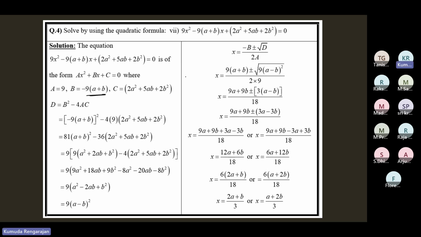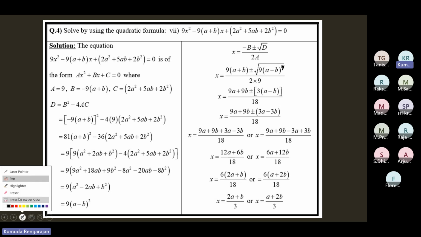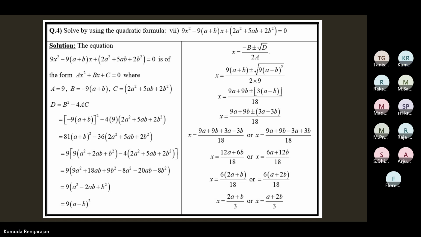Minus B plus or minus root of D, this one, by 2A, 2 into A, 9. Now this square and square root. Oh, sorry, this one is 3 square. So 1 minute. The square and square root cannot get cancelled like that because this 9 will be 3 square, children. This 9 is 3 square. So now the square and the square root gets cancelled.